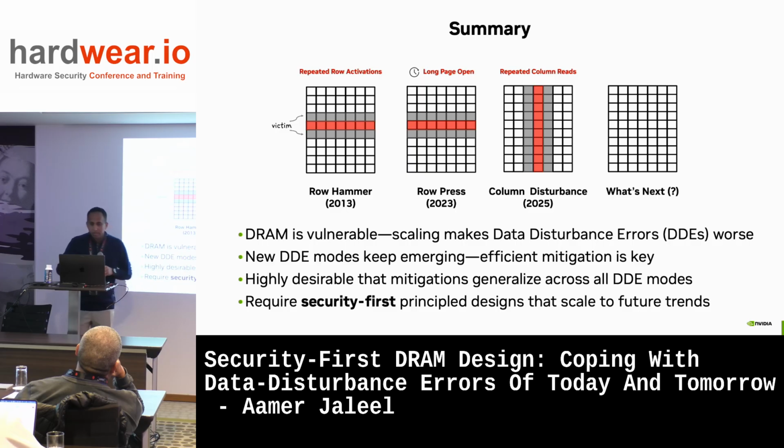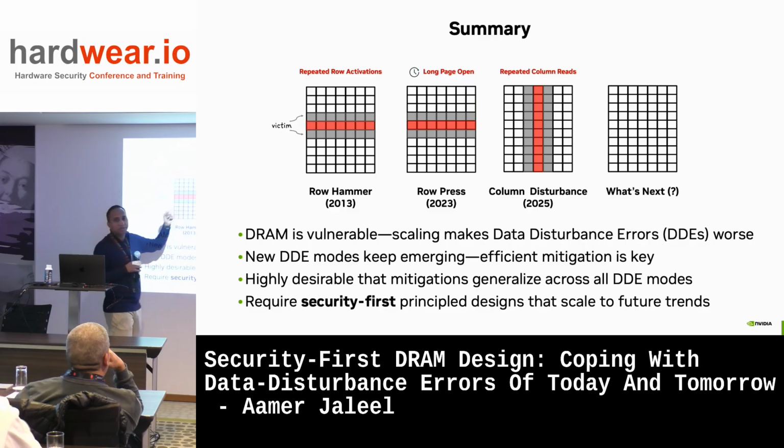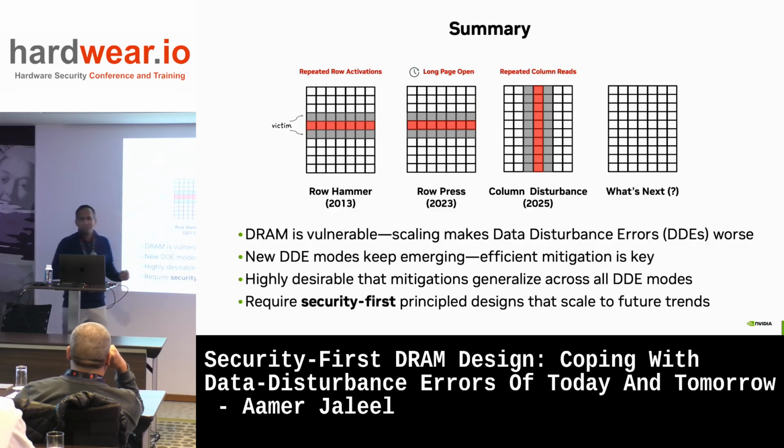So with that, I'd like to conclude real quick. DRAM is vulnerable. Scaling makes data disturbance errors worse. We've dealt with RowHammer for a decade now. We've dealt with RowPress for a couple of years. But guess what? There are more modalities, modes of data disturbance. This year at ISCA, column disturbance was introduced.